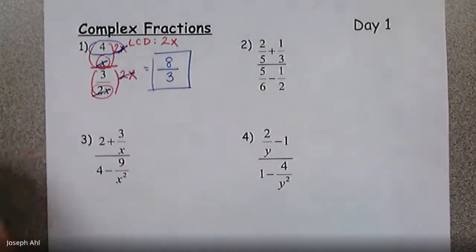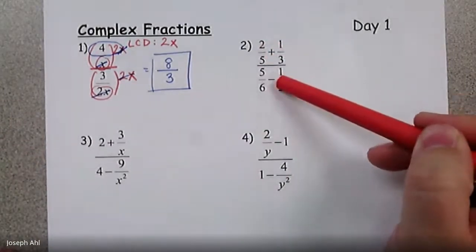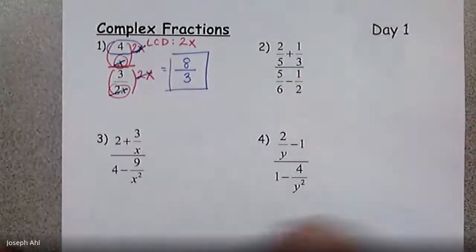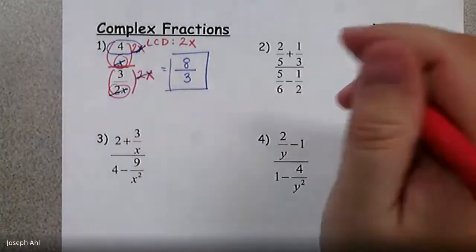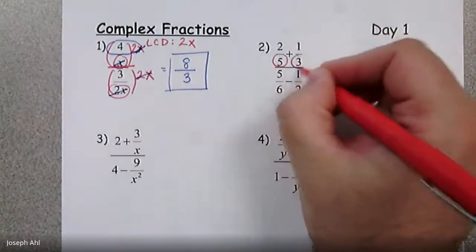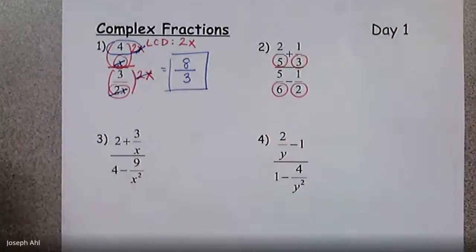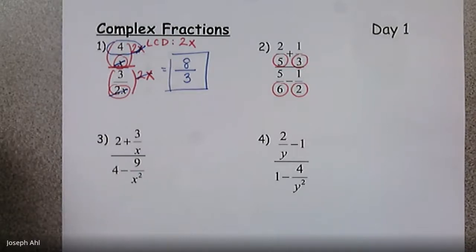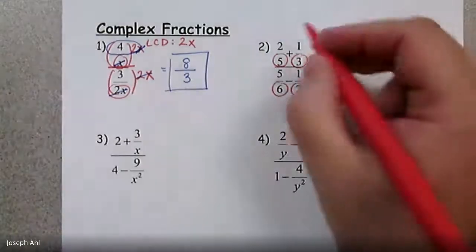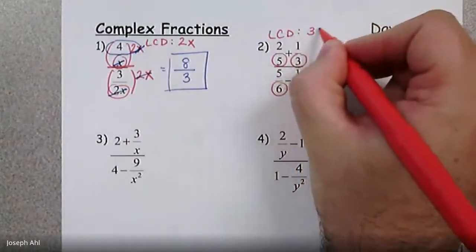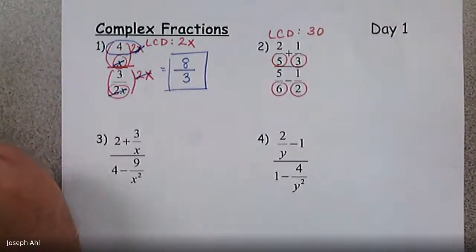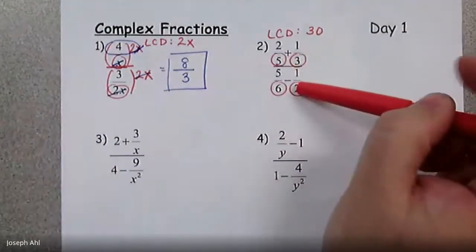Moving across to number 2, it starts to look a little bit more complicated. There's no variables here, but we certainly have a lot more fractions to work with. With all 4 fractions that I'm seeing, we want to look at all of those denominators, 5, 3, 6, and 2, and figure out what is the LCD that would work for all 4 of those. I'll give you a second to think about it. If you want to hit pause, you can. But the LCD for number 2 should be 30. Okay, so 30 winds up being a factor of all of these.